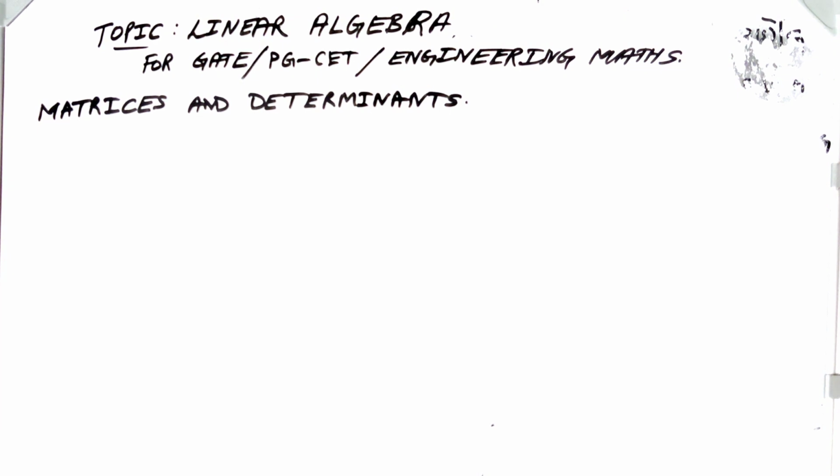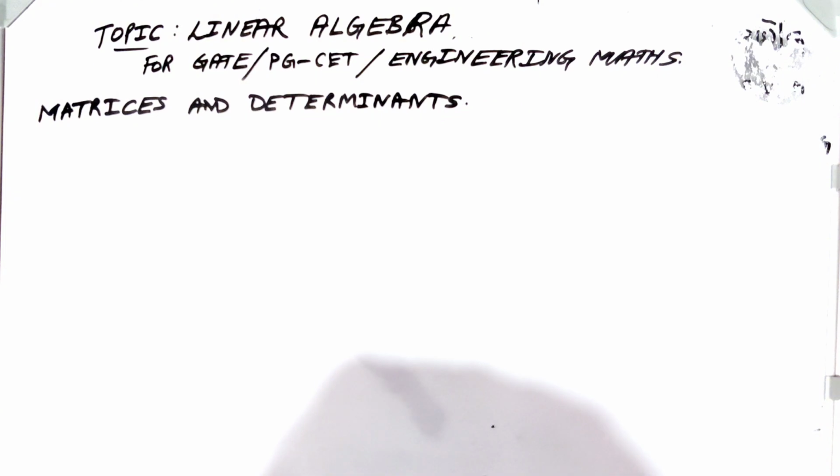So today we are going to discuss a new topic in engineering mathematics known as linear algebra. This lecture is for GATE, PG-CET and engineering mathematics as well. In linear algebra there are many subtopics. The first topic is matrices and determinants. So let us start matrices and determinants.